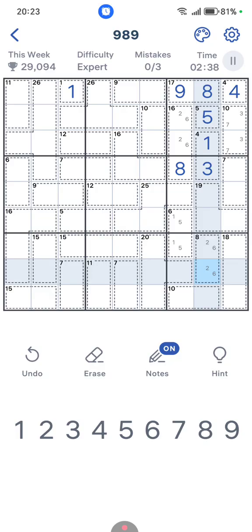Okay, here's another one. So 2 and 6 in here eliminates 4 and 8. So it just means that this has to be 1, 3, 7, or 9, but it can't be 1 because of the 1 there and the 1 there. So this has to be 3 and 7. So that's 7. That's 3.